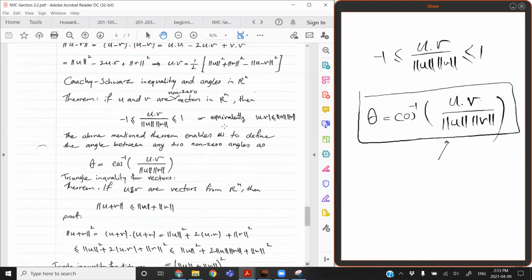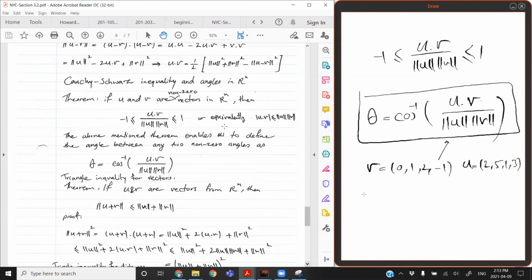So let me give you one example of how we can use this. I'm going to give you two vectors from R4, and we'll try to find the angle between them. Even though we cannot visualize R4, we can define an angle between these two vectors and calculate it. So let's say we have the vector v = (0, 1, 2, -1) and the vector u = (2, 5, 1, 3), and we want to find the angle between them using this formula.